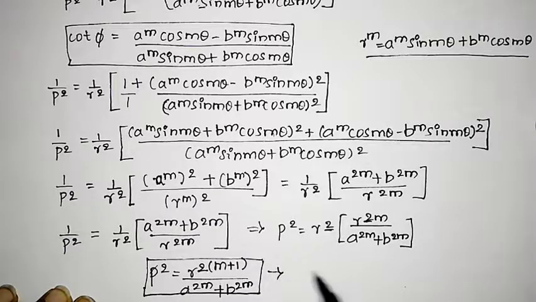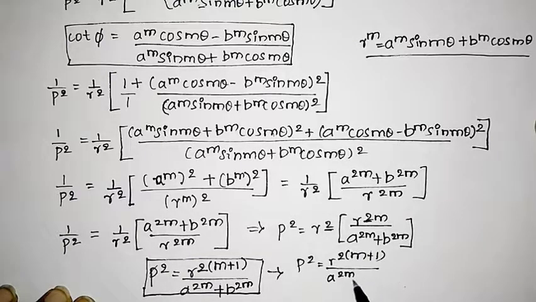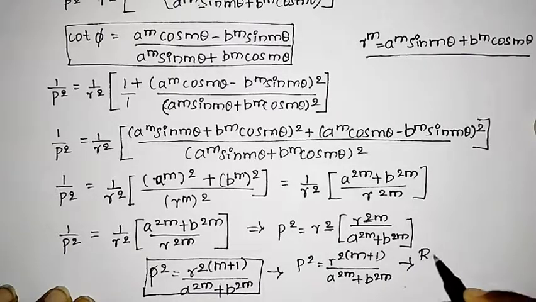So this is the required pedal equation, that is p square is equal to r raised to 2(m plus 1) divided by a raised to 2m plus b raised to 2m. So this is the required pedal equation.